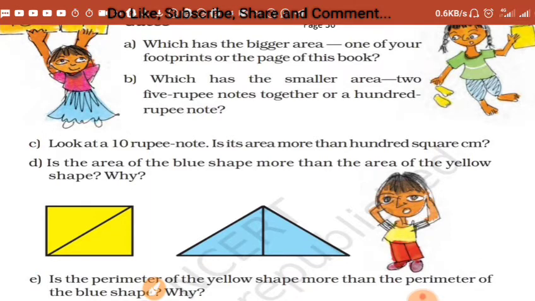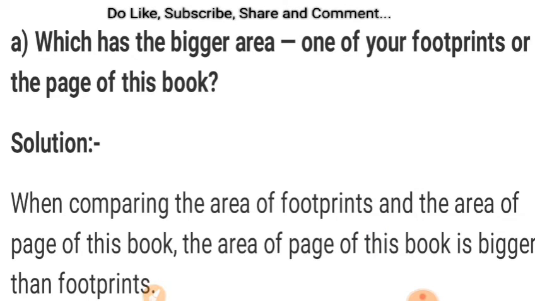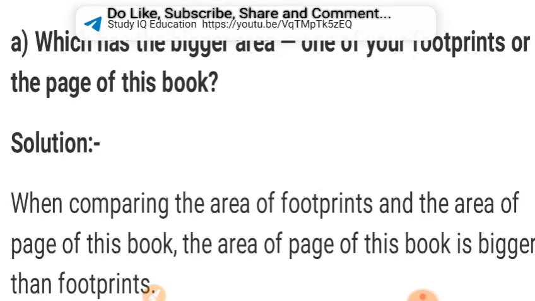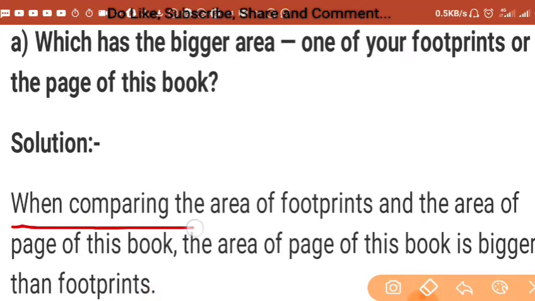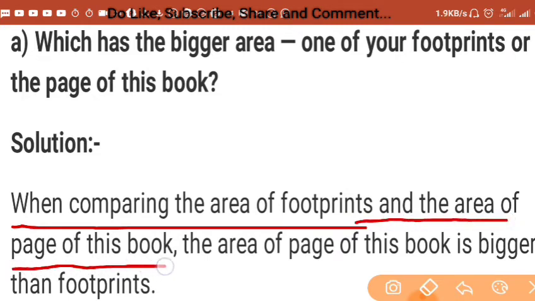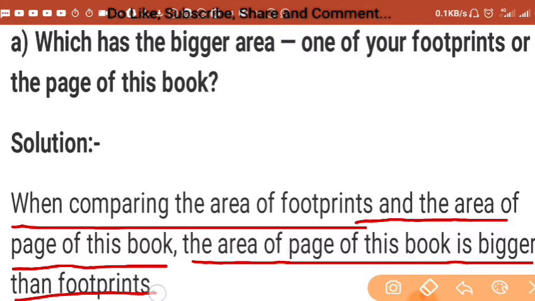So let's see the first question. Which has the bigger area, one of your footprints or the page of this book? So this is very easy. You have to just imagine, or you can just calculate also. So the answer is, when comparing the area of footprints and the area of the page of this book, the area of the page of this book is bigger than your footprints. You can imagine that very easily.